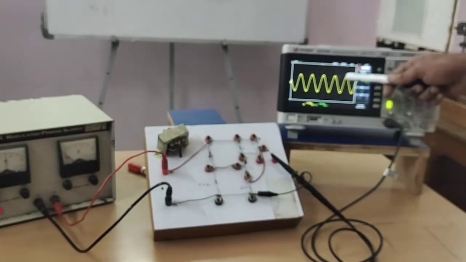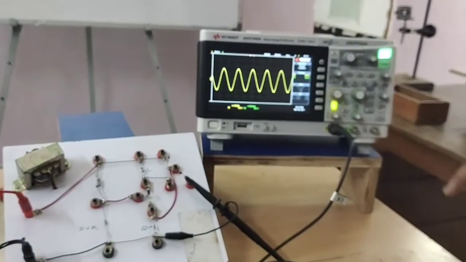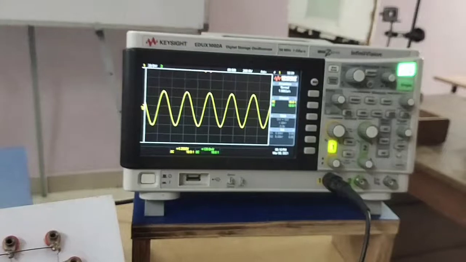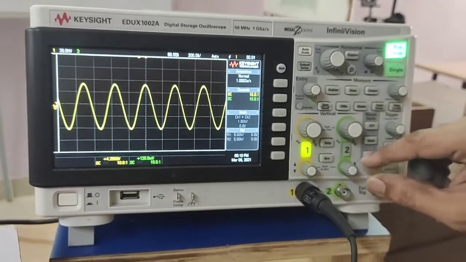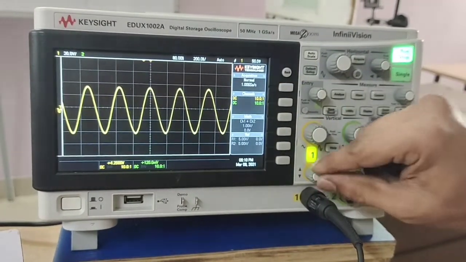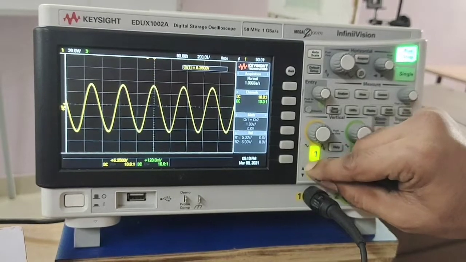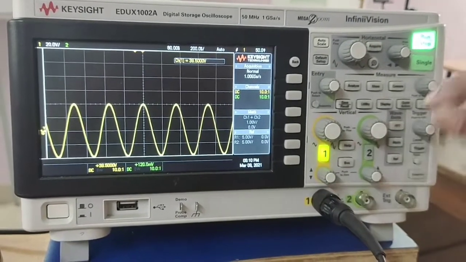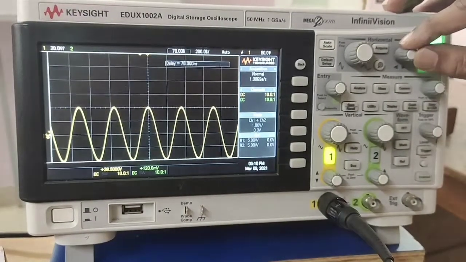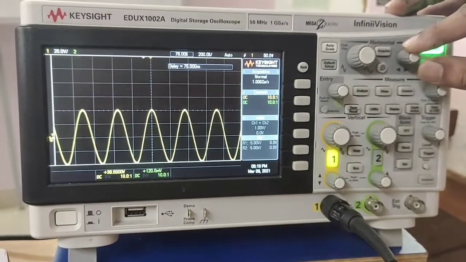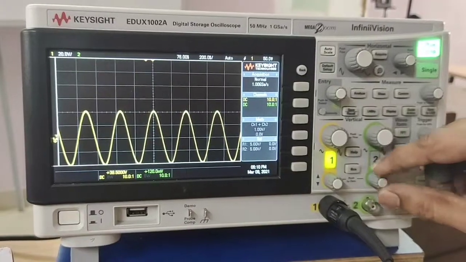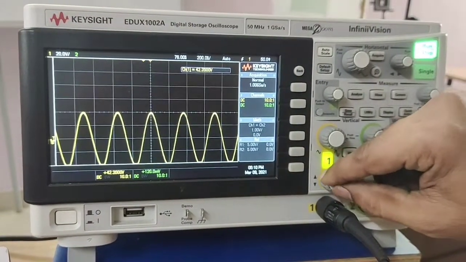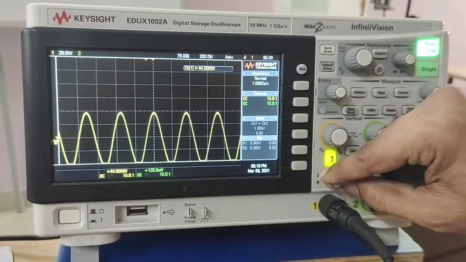Now our role is to take the reading. Adjust this AC signal in the vertical direction with the help of this knob, and in the horizontal direction with the help of this knob. We have to measure now the wavelength of this signal.